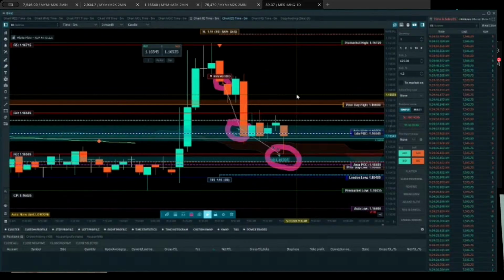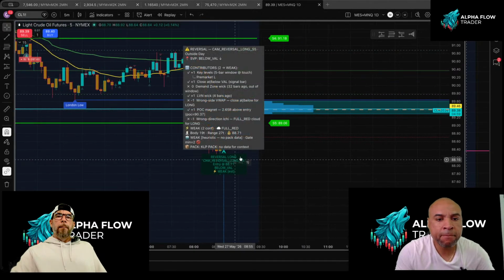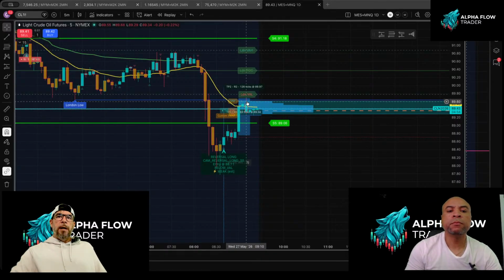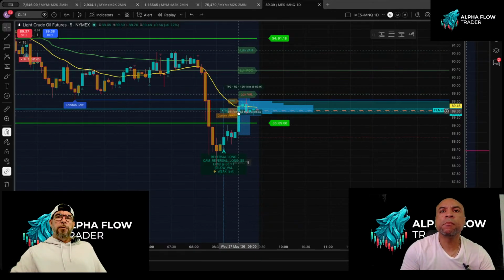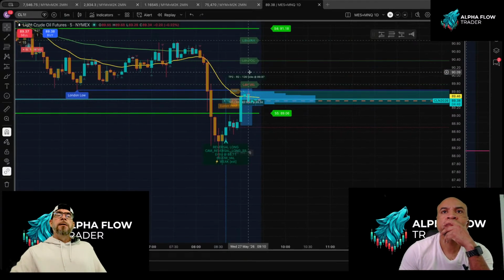Let me just get my screen back up here. All right. So you see on my screen right here is the crude trade Steve was talking about. Reversal long here called at 8:40 and hit TP1 about 20 minutes later. So there's a win right there on crude for the day.